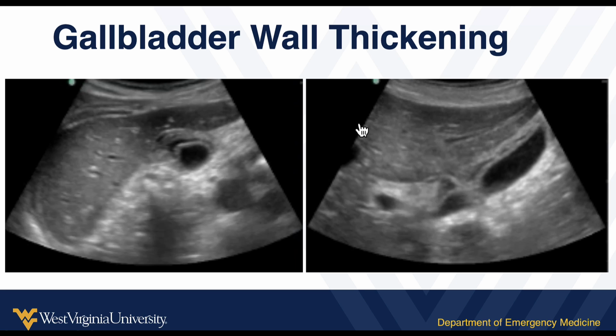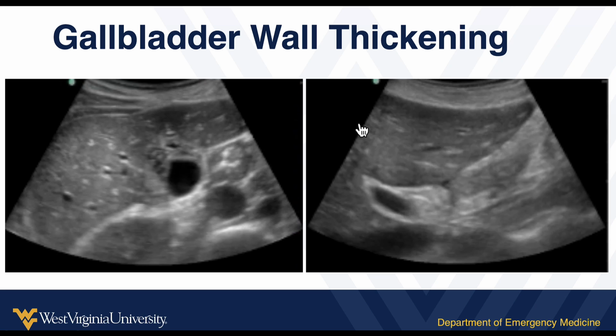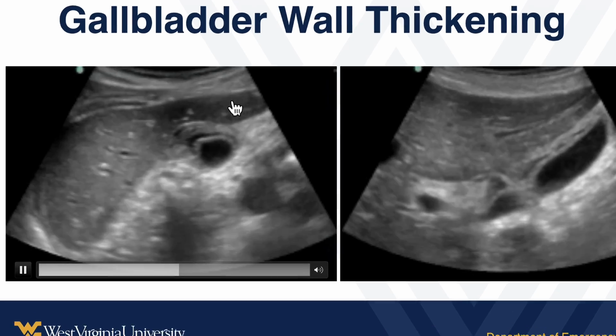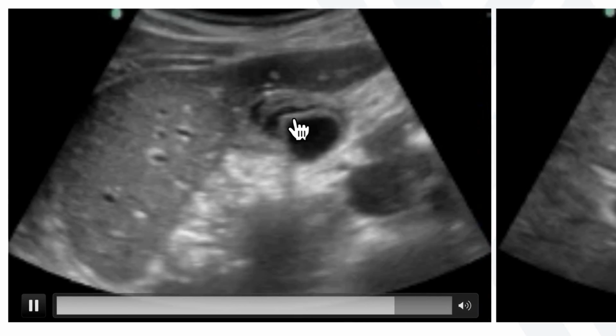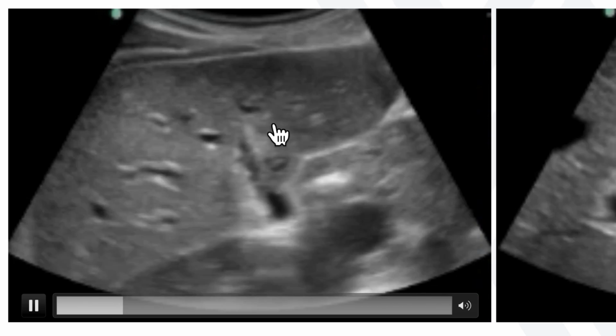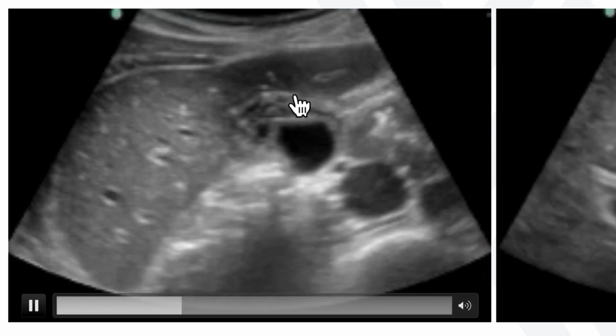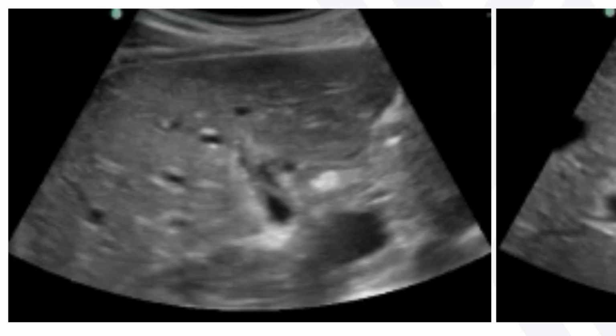And here, we saw a few examples already, but here's some more examples of pretty profound gallbladder wall thickening. You can see this wall is poorly defined. It almost has layers, like an onion. When you see this multi-layered thickened wall around the gallbladder, that's an inflamed gallbladder. There's an inflammatory process going on.